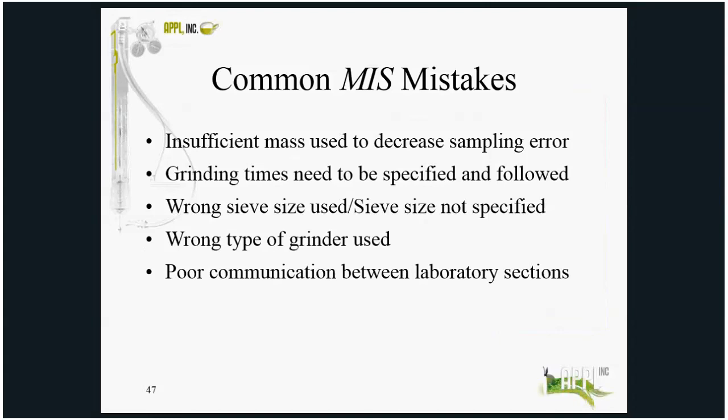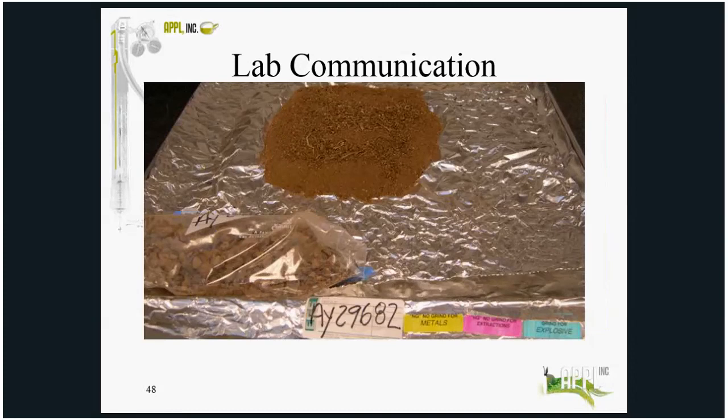For instance, here, for the metals analysis, there'll be no grinding. So the sample with just the pebbles and sticks sitting out here, prior to grinding, this sample will be laid out and multi-incremental sampled for the metals. Then it's going to be ground and incremental sampled for the volatiles. Now, if the communication wasn't proper, you can't ungrind a sample. So laboratory communication is critical also.